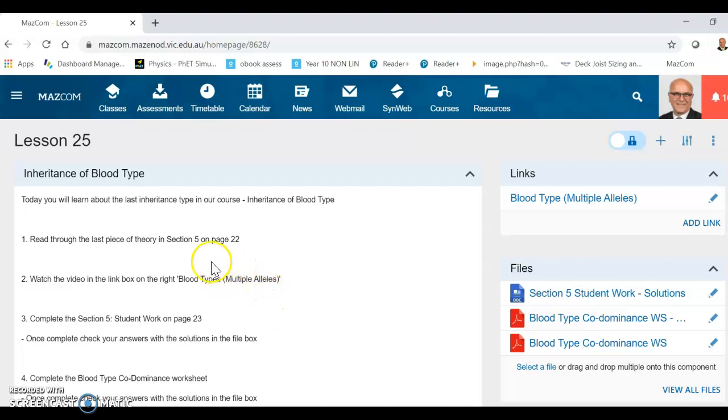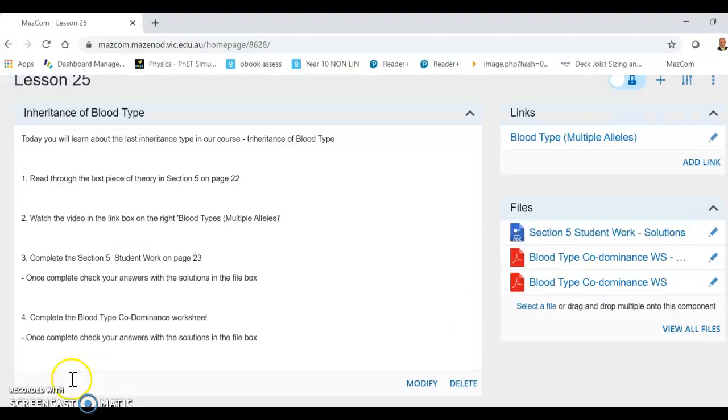So what we wanted you to do today is your theory book. That will be section 5 on page 22. We have a video, so that's the video there, blood type. Watch that. Then go back to section 5 on page 23 and do the questions. Once you've done that, you can always look at and check your answers. Okay, so there's a solution to that section.